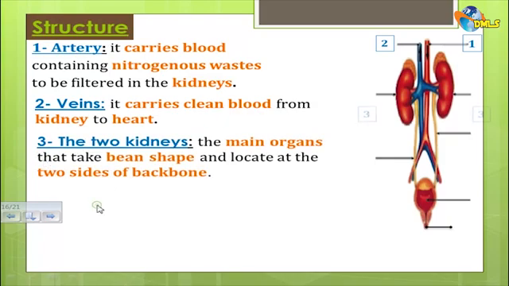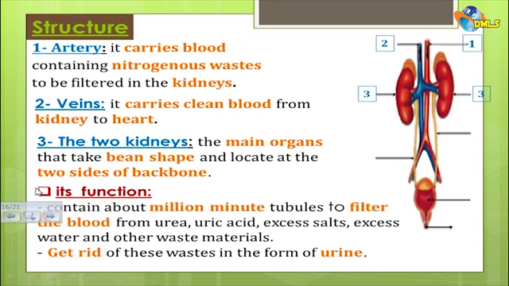Number 3, on this diagram, the 2 kidneys, the main organs that take a bean shape. Look at the kidney here, number 3. You will observe that it has a shape like a bean, and it is located at the two sides of the backbone.